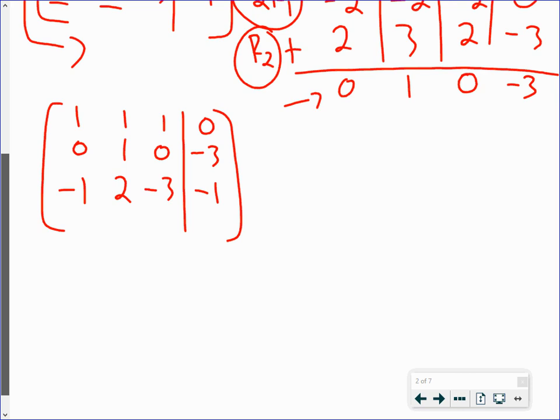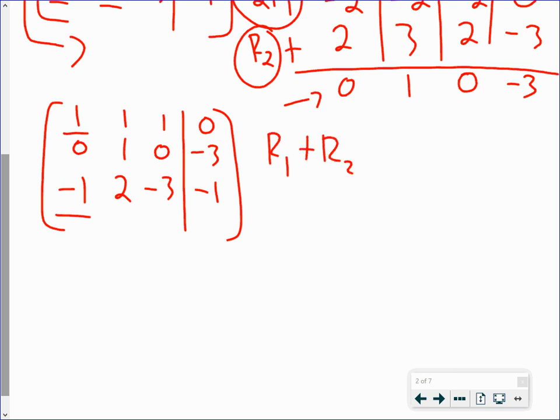So let's keep going. Now we need to get rid of that -1, right? Because we need that to be 0. We need everything underneath the leading coefficients of the diagonal to be 0. And to get rid of that -1, if I look above it, the only thing I can really use is this 1 over here. So I know I just need to add the two equations together, since 1 plus -1 gives me 0. So I'm going to do row 1 plus row 3, and that's going to replace my row 3.